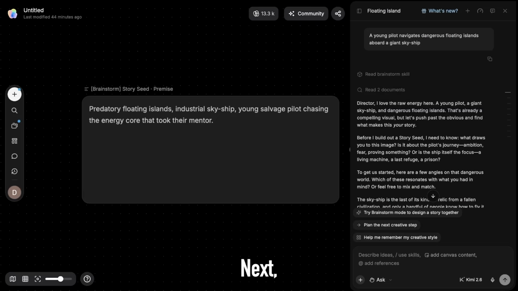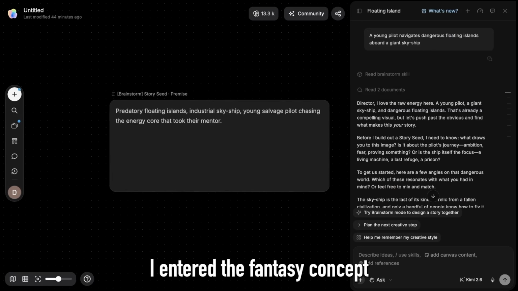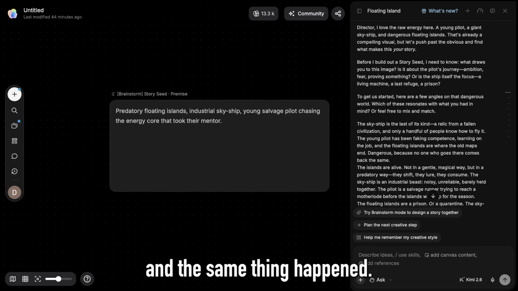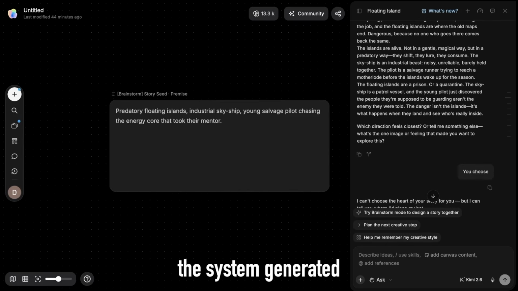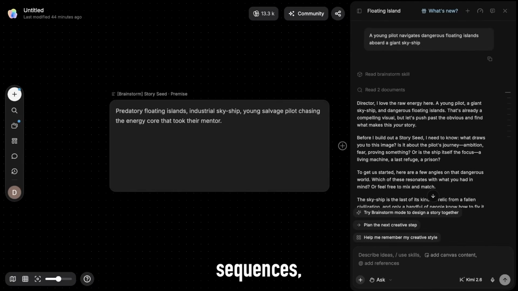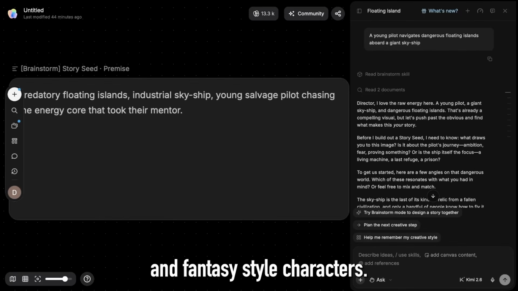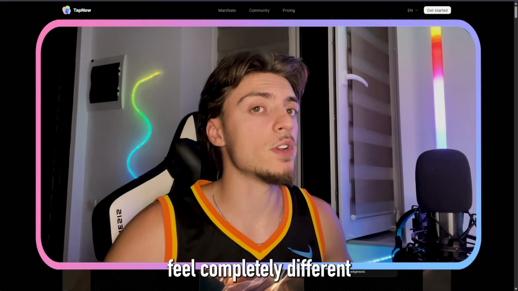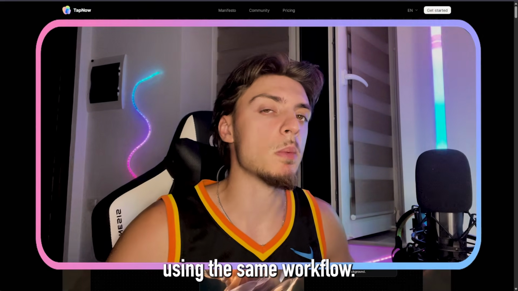Next, I entered the fantasy concept, and the same thing happened. Except this time, the system generated floating islands, sky ships, adventure sequences, and fantasy-style characters. Both projects feel completely different despite using the same workflow.